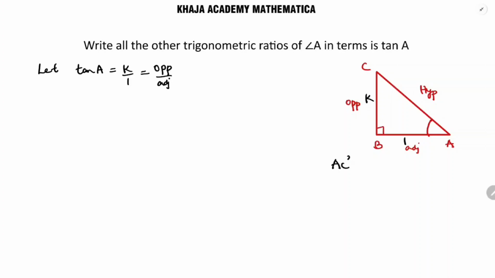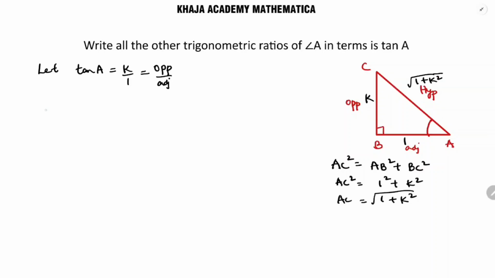So hypotenuse square equals the sum of the squares of the other two sides. Here AC square, AB is 1 square, BC is k square. So AC equals, if we take the square to the other side, under root 1 plus k square. So the hypotenuse is under root 1 plus k square. Now I need to write all the ratios.